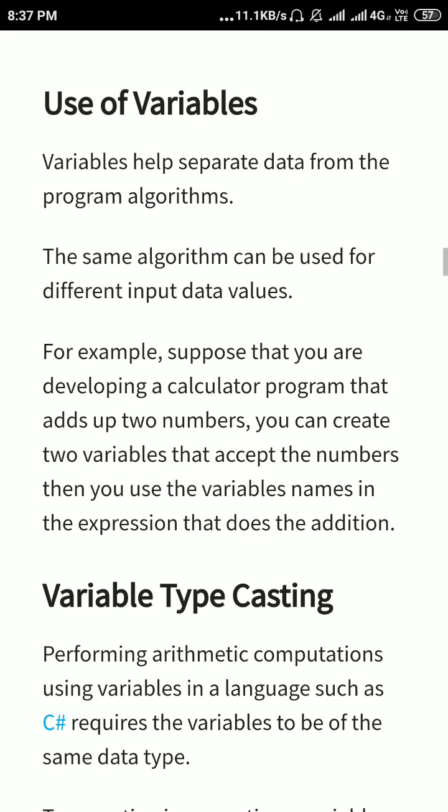So how to use variables? Variables help us separate data from the program algorithm. The same algorithm can be used for different input data values. For example, suppose that you are developing a calculator program that adds up two numbers. You can create two variables that accept the numbers. Then you can use the variable names in the expression that does the addition.